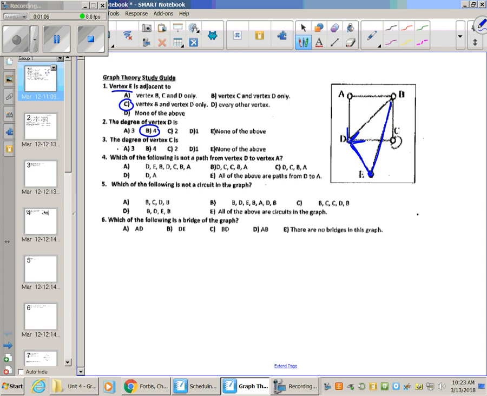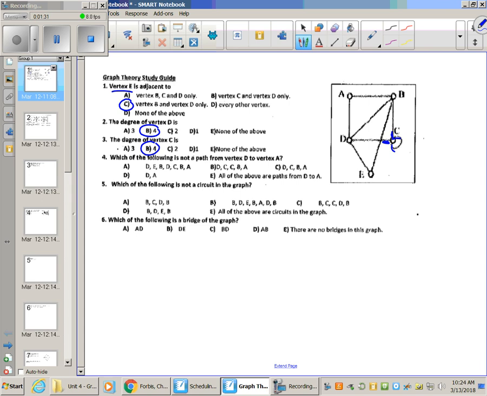All right. Let's look at the degree of C for number 3. So the number of edges coming out of it is 1, 2, 3, 4. Remember, loops count twice. So you got 4 lines coming out of C. It has a degree of 4, which is B.